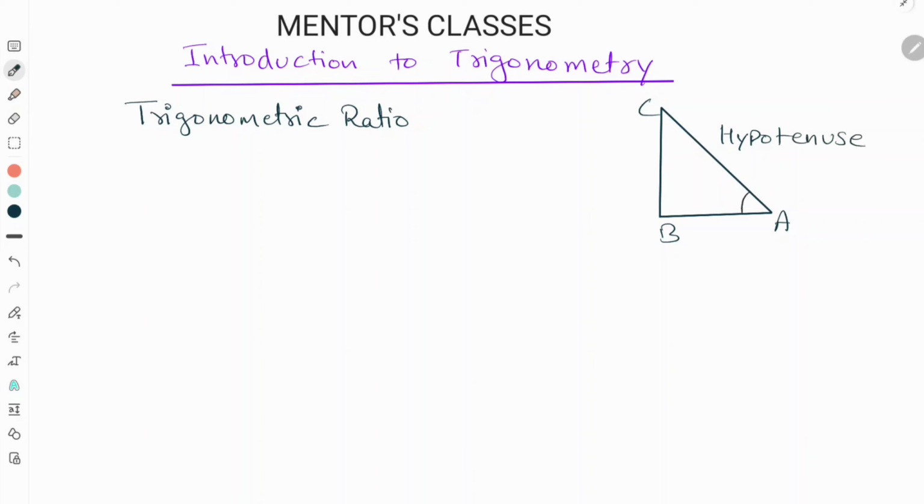We will take angle A, then AB will be the side adjacent to angle A, and BC will be the side opposite to angle A. So we will call this line as base and this line as perpendicular.